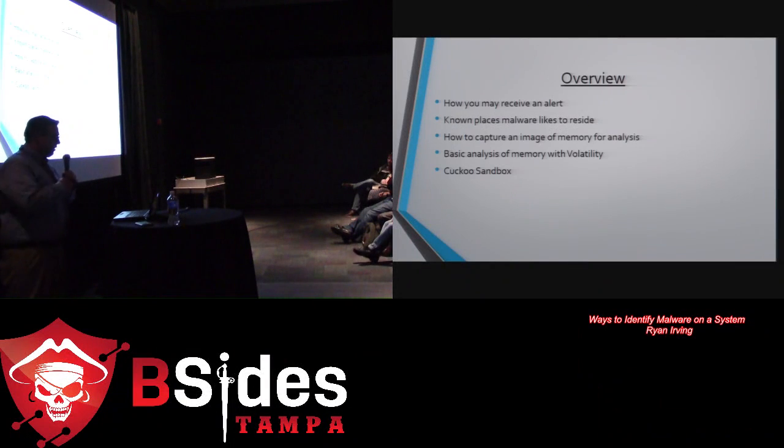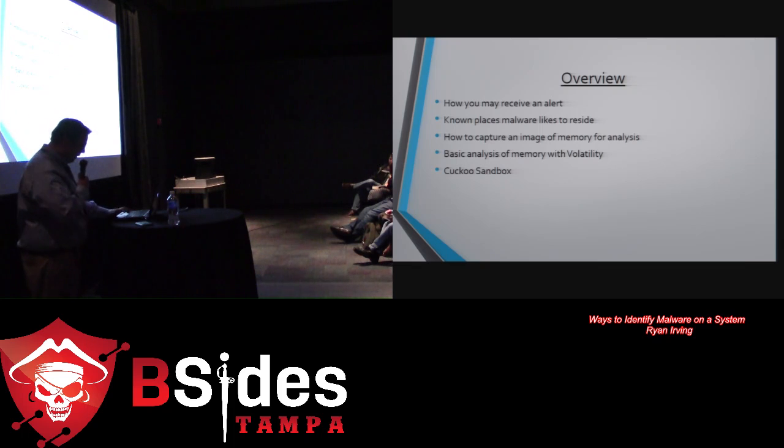All right, so just a quick agenda of what I plan on talking with you guys about today. We're going to talk about how you may receive an alert that you have something going on in your network. We're also going to talk about places where malware typically likes to reside on the system. Also, how to capture an image of memory for analysis, as well as go over some basic analysis of memory with Volatility, and then briefly talk about the Cuckoo sandbox. So that's what's on tap for this presentation.